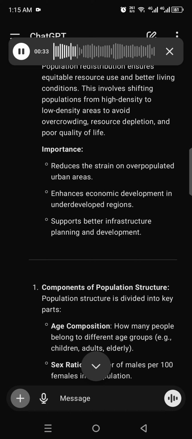Importance: reduces the strain on overpopulated urban areas. Enhances economic development in underdeveloped regions. Supports better infrastructure planning and development.